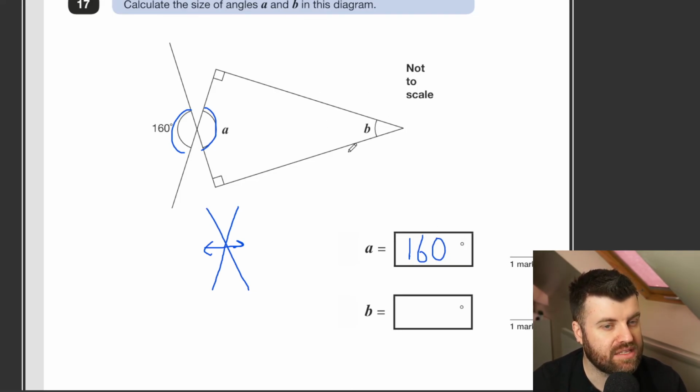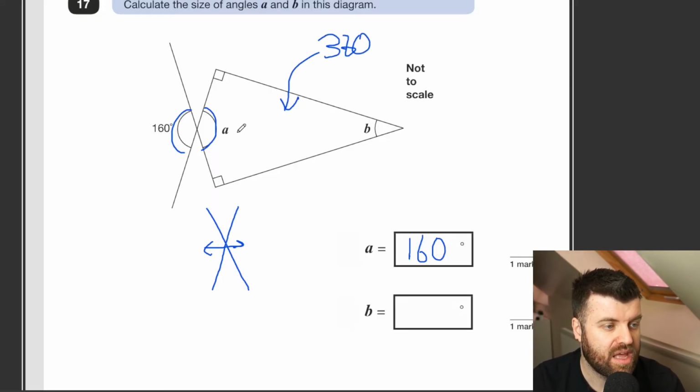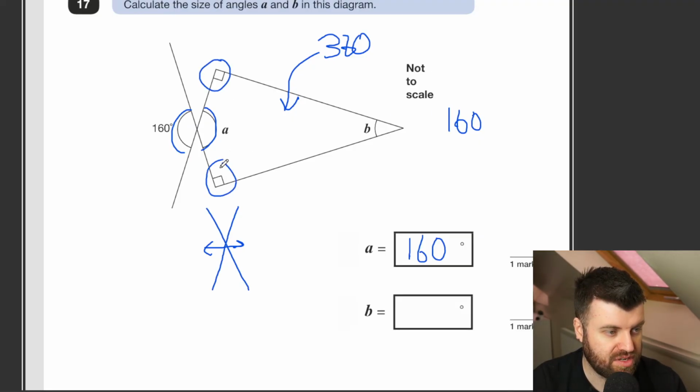How do I work out B? There's a couple more steps. We need to know that the angles inside of a quadrilateral, a 4-sided shape, add up to 360. And now we've worked out A, we've got 3 of the 4, so we can do this. We've got 160, and we've got 2 right angles. This is what this symbol means. We have to know this means 90.